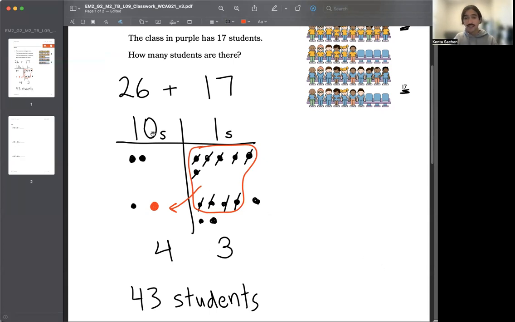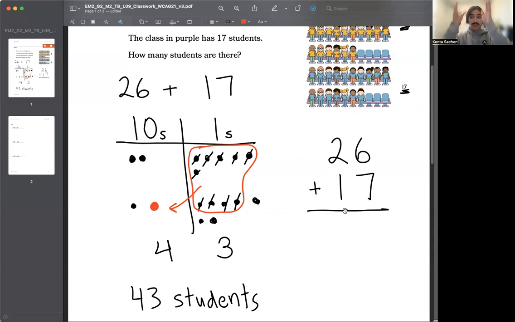Now, what we did here with our 43 students is very much related to how we add like this. So I want you to write this down: 26 plus 17. We write our two numbers on top of each other, all lined up in a neat line, and that's how we do our addition also. This is called the vertical method. Vertical means up and down.